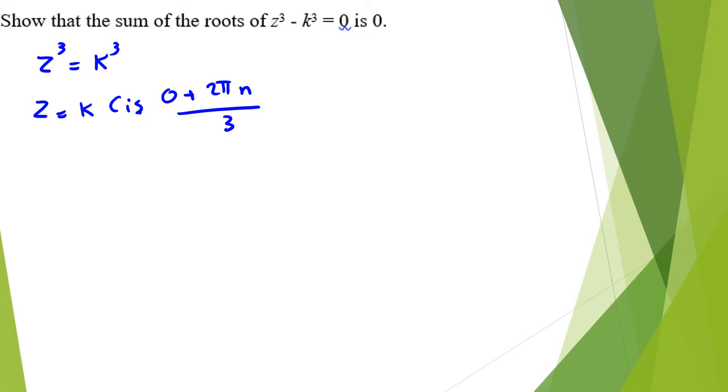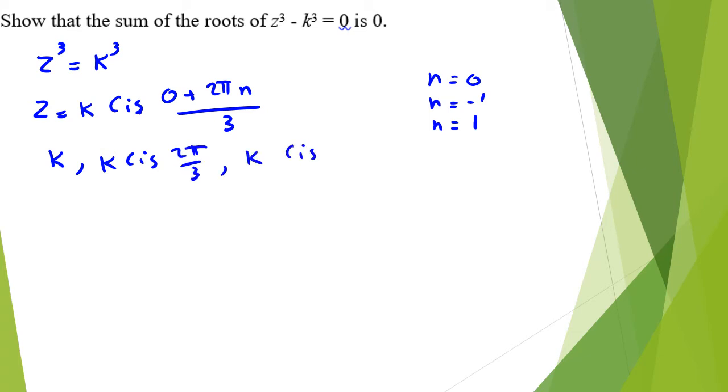You can use the graphic calculator and go to tables. It's the same way that I've showed you, or you can just try. I'm going to use n equal to 0, n equal to -1, n equal to 1. Now substituting the 3 n's in here, you will find the 3 roots. The first root is k, the second root is k cis 2 pi over 3, and the third root is k cis -2 pi over 3.